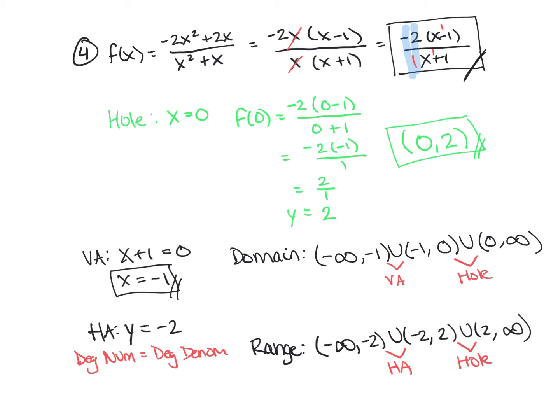So we have our hole, vertical asymptote, horizontal asymptote, domain, and range, and we have two features left to go, our x and our y intercept. Just a reminder, for the x-intercept, you can set the whole equation equal to 0.